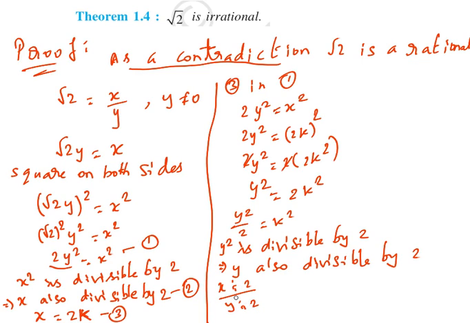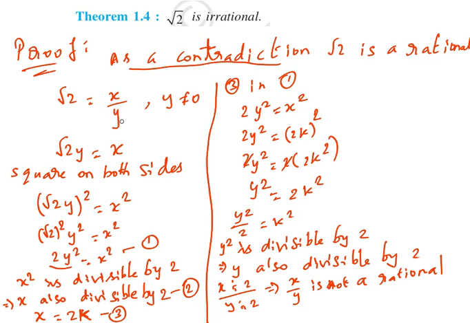Both are divisible by 2. So x has a factor 2, and y also has one of the factors as 2. So definitely both are divisible by 2. So by this we can say x by y is not a rational number. Why? Because both have a common factor. So x by y is not a rational number.